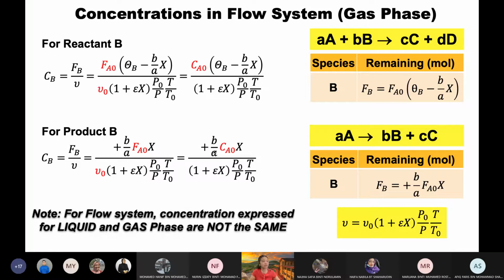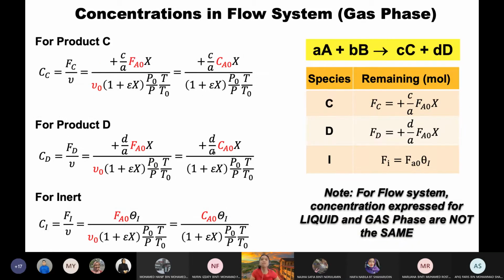Okay, so then same for C, for D, for inert. Pengatas masih sama, pembawah tu kamu tambahlah dengan 1 plus epsilon X, P0 per P, T per T0. So this is the part yang normally student get a bit confused dan confusion dia takkan habis. Pergi chapter 4, bila kita nak derive design equation, yang part kita nak derive untuk gas ni jadi a bit complex. Okay, but that one is chapter 4 punya explanation.